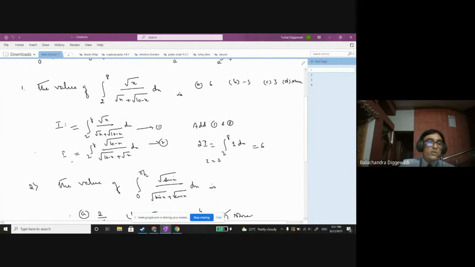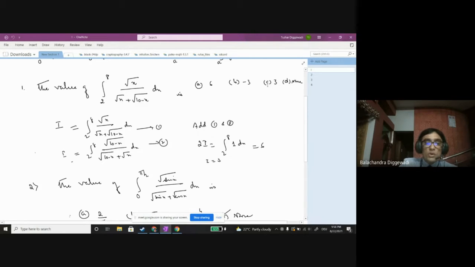When you add these two terms, the left hand side goes to 2I, and the right hand side is the sum of the two integrals with the same limits. When you add, the numerator and denominator are the same, so they cancel, and the remaining integrand is 1. So it is always one format: upper limit minus lower limit equal to this term, whole divided by 2. That means 6 divided by 2 is 3. So 3 is the correct answer in this case.